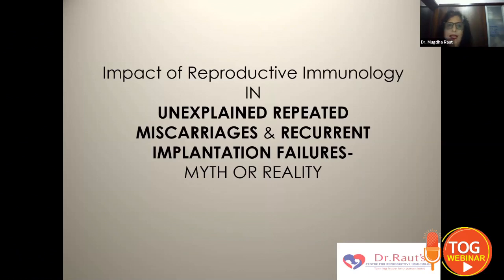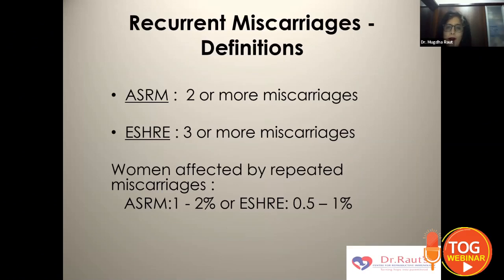So today I will be talking of the impact of reproductive immunology in unexplained repeated miscarriages and recurrent implantation failures. Let us see if it is a myth or a reality. We all know the definition of repeated miscarriages. According to ASRM, it is 2 or more miscarriages, and ESHRE defines it as 3 or more miscarriages. So according to ASRM, the women affected by repeated miscarriages is 1 to 2%, or by ESHRE it is 0.5 to 1%.